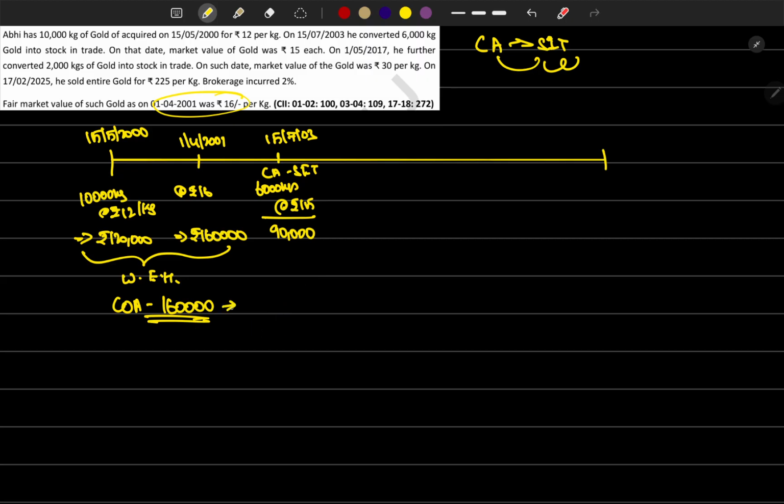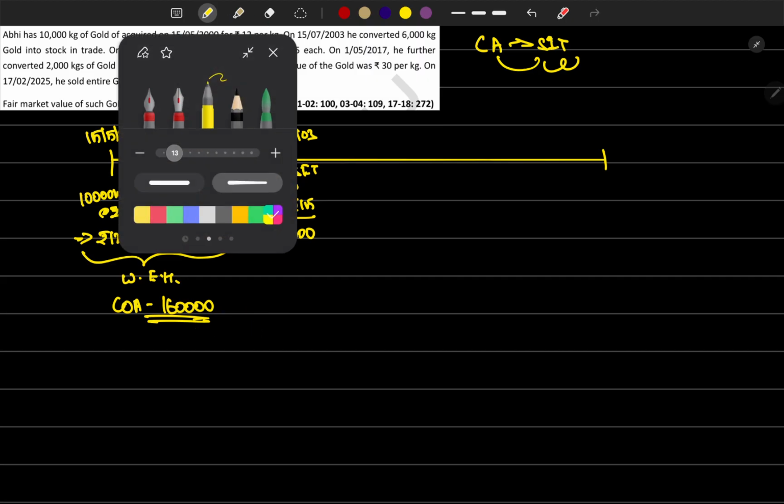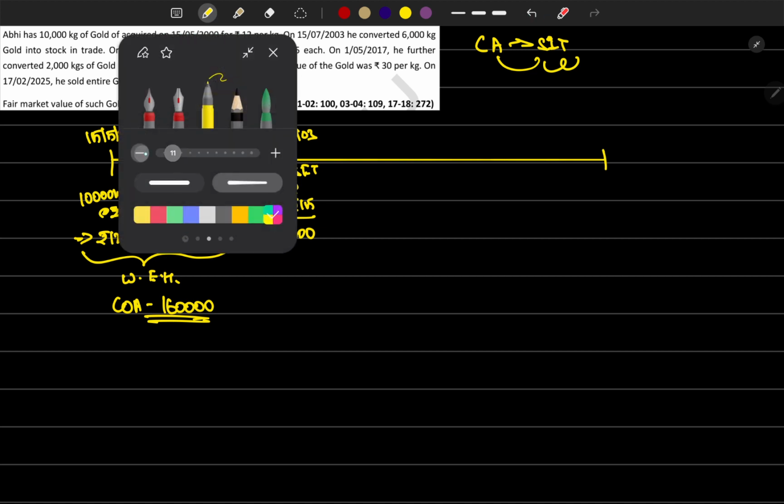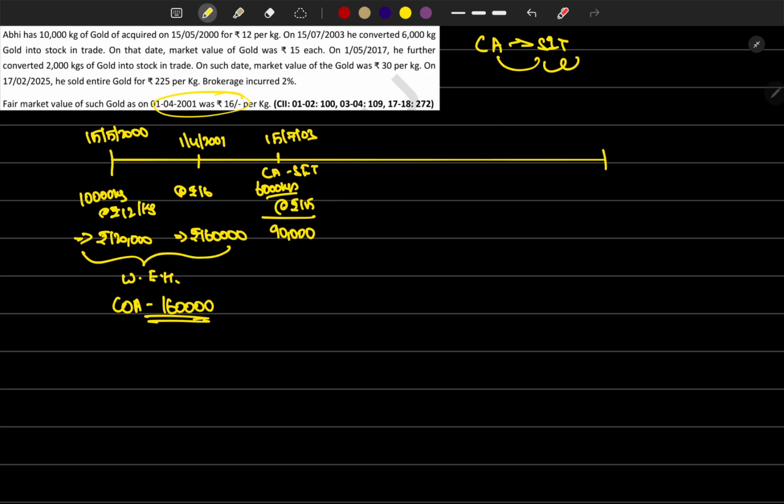First we'll read the question, then we'll do that. On 15/7/2003, 6,000 kgs of gold has been converted to stock in trade at the price of rupees 15 per kg. On 1/7/2015, he further converted 2,000 kgs at rupees 30 per kg. 2,000 into 30, which is 60,000 rupees, is the value at that time.